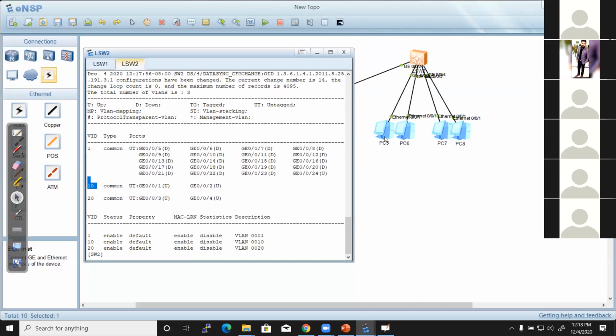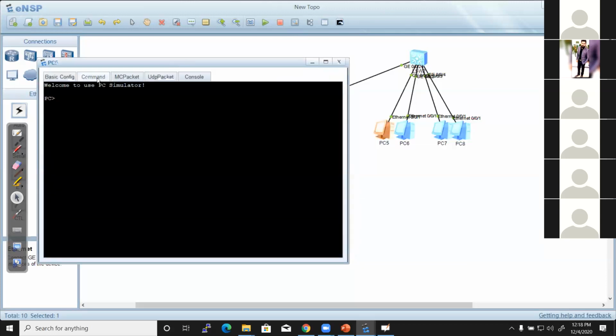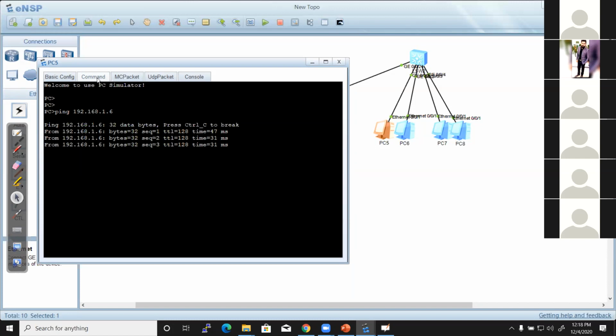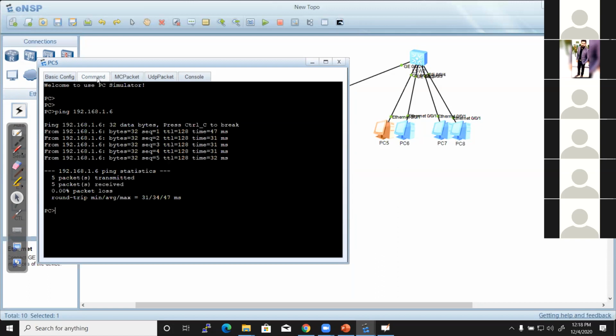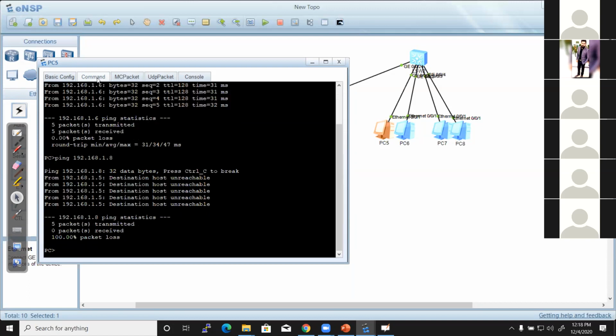So let me verify by pinging 192.168.1.6. I'm pinging from 1.5 to 1.6, and we are the same guys. We both belong to VLAN 10, so we are communicating with each other. But if I try to ping 1.8, you can see we are not able to communicate with each other. Okay, fine.